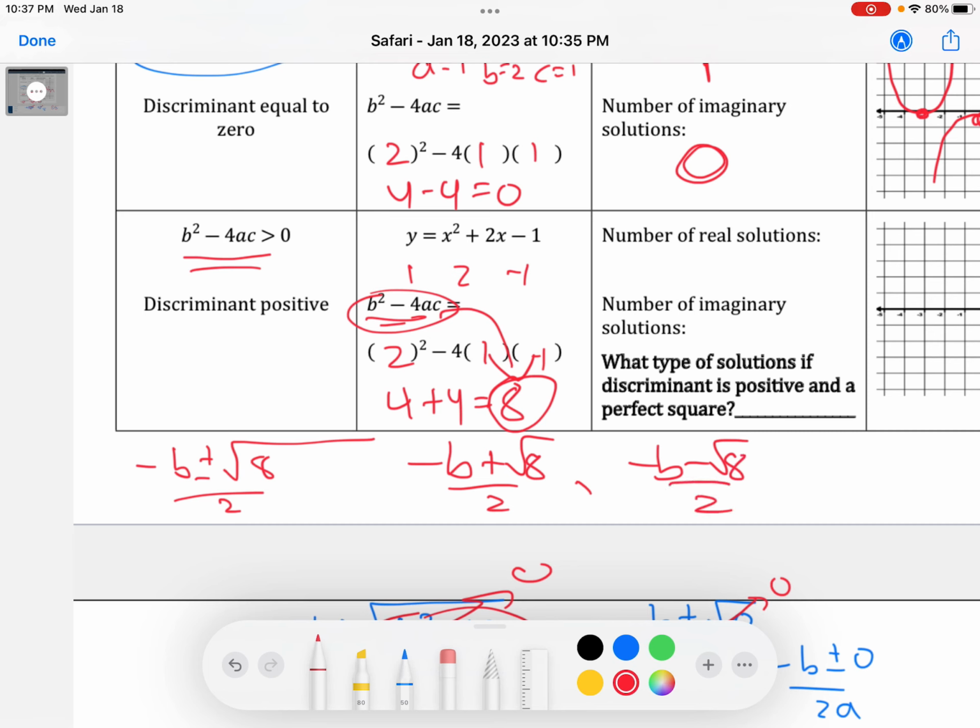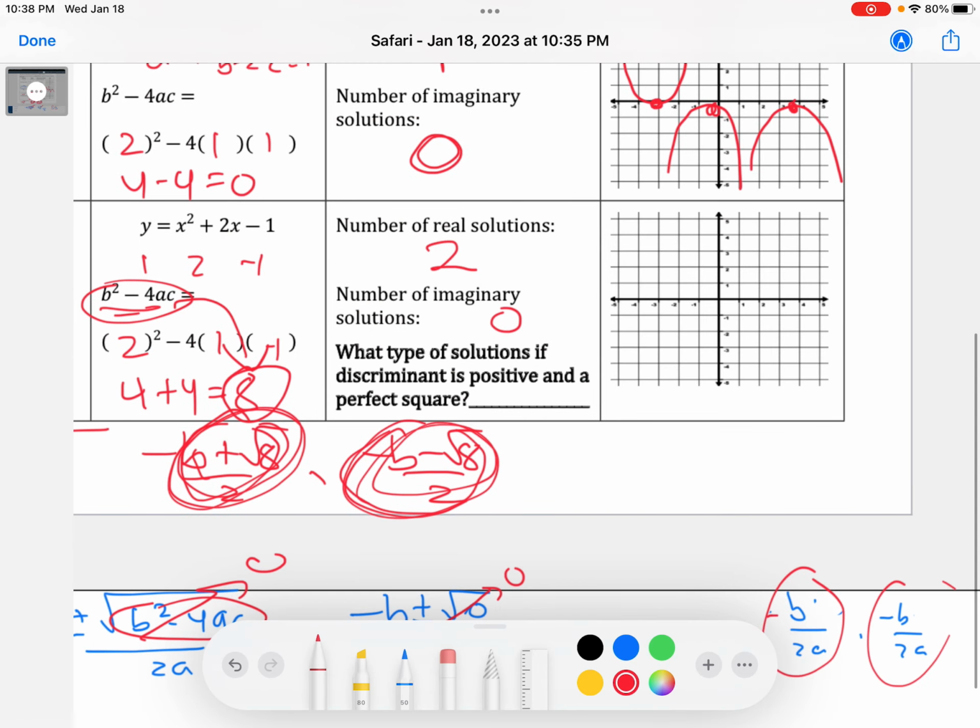Now, it doesn't really matter what the square root of 8 is. You know it's going to be a crazy decimal, but this whole thing is a crazy decimal. This is another crazy decimal. We don't care that it's crazy. We just care that it's real. These are two real numbers. And so we have two real solutions, and we have 0 imaginary solutions.